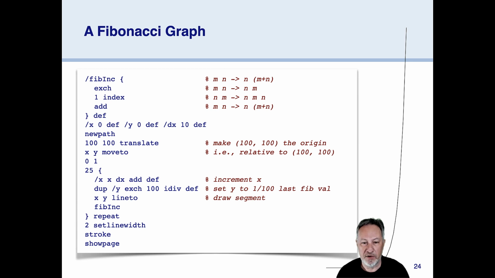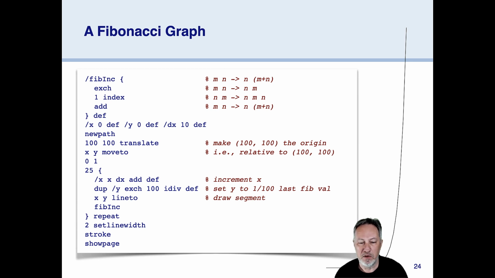Now we define as variables a bunch of values. We define x and y as 0 and delta x as 10. We create a new path. Instead of moving to position 100, 100, we translate our user space to position 100, 100. So our 0, 0 location is actually on the sheet of paper at position 100, 100. But for the purposes of drawing our graph, it's much more convenient to think of that as 0, 0. Now we initialize our Fibonacci numbers by pushing 0 and 1 on the stack.